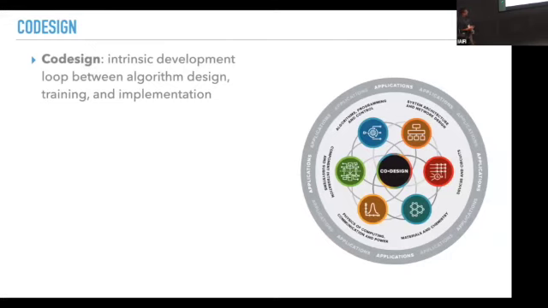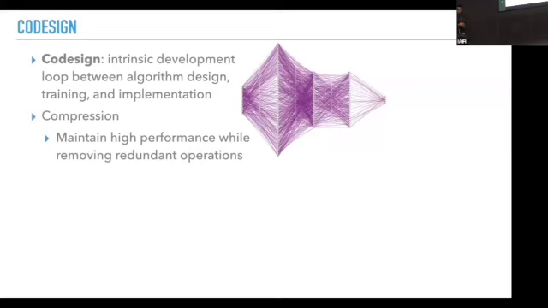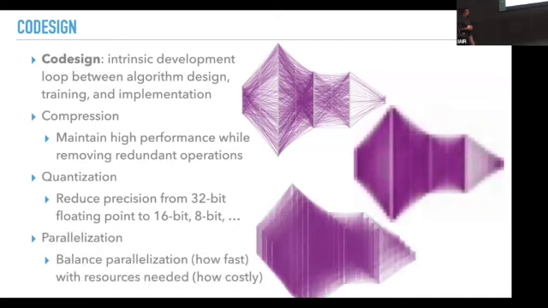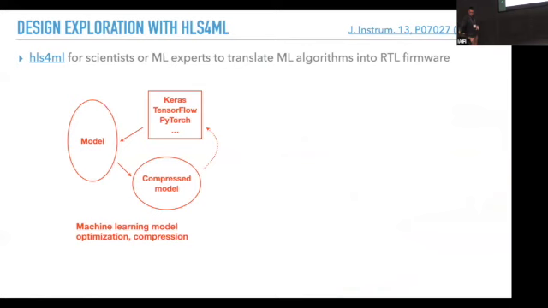So we can use these general principles of co-design, where, for example, we take our machine learning models and compress them using pruning. We can also use quantization to reduce them from 32-bit floating point numbers to 16-bit or 8-bit numbers or less. And then we can also use parallelization to parallelize over the FPGA.